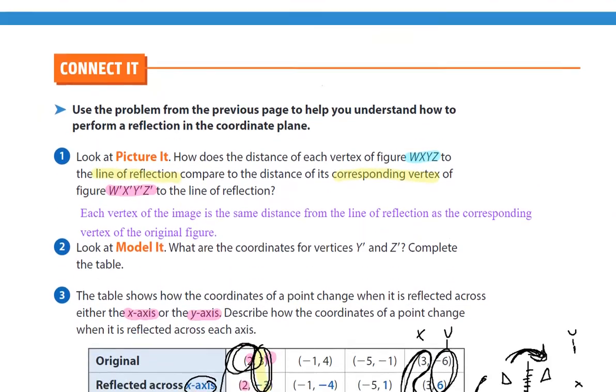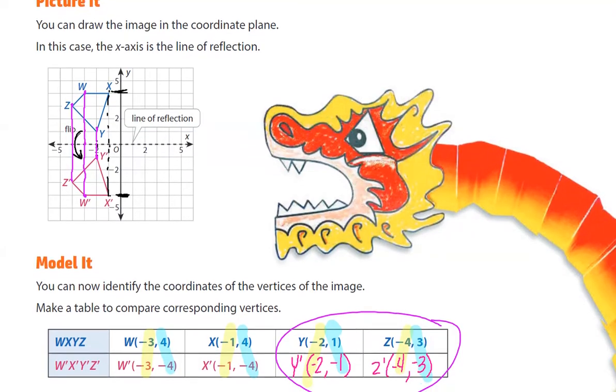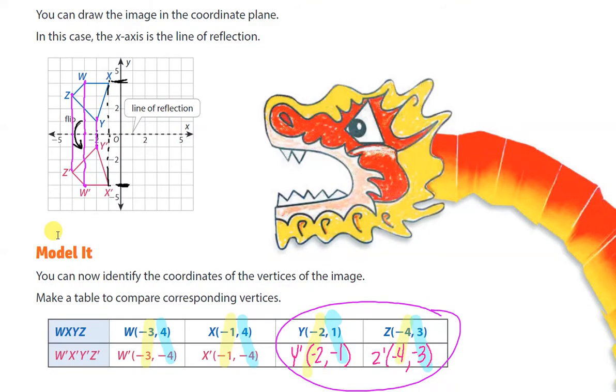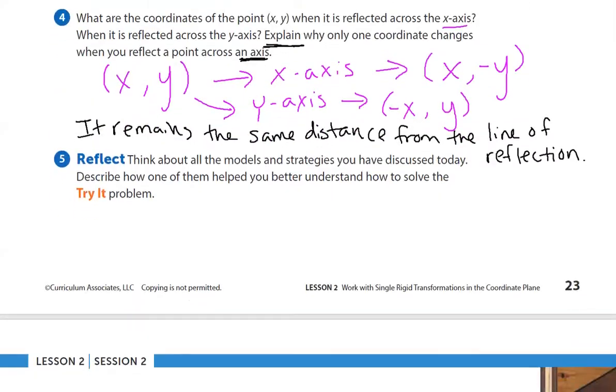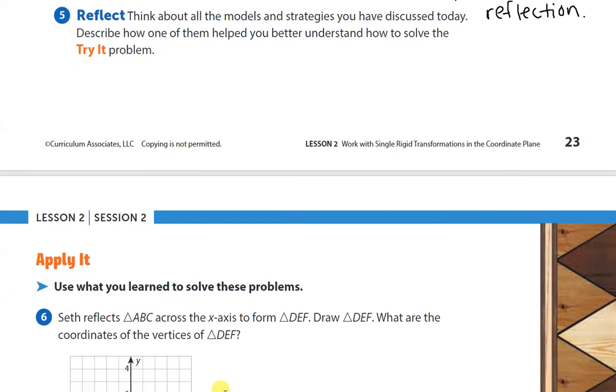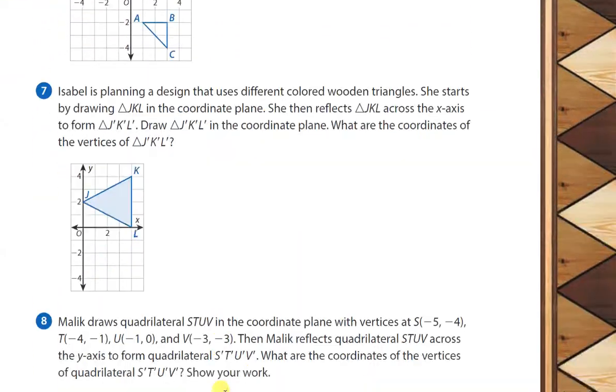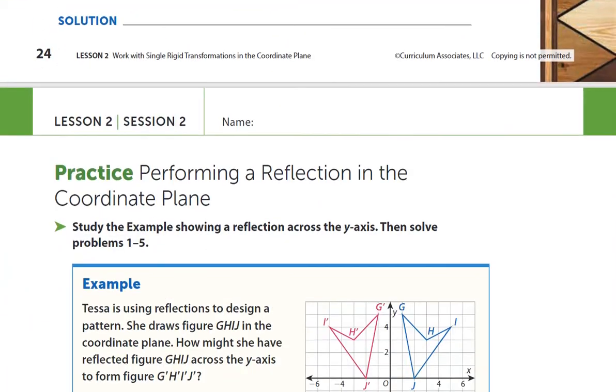You're going to go up here and look at the picture and the model and decide which one you prefer. Do you prefer drawing it out, or do you prefer looking at it and doing the math? And you're going to put down here for number 5 which one you prefer. So give me a little pause here and go ahead and answer that, and then unpause when you're done, because this one's your opinion. Okay, now that you've answered number 5, we have 6, 7, and 8, and then your practice pages are down here.